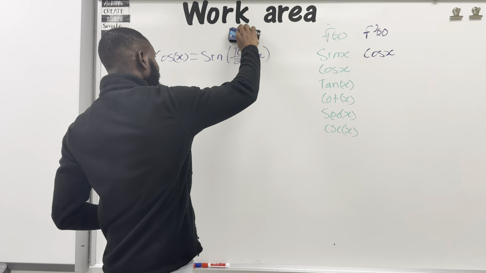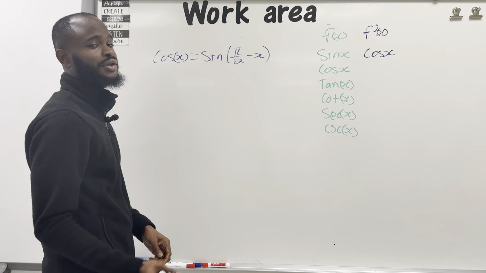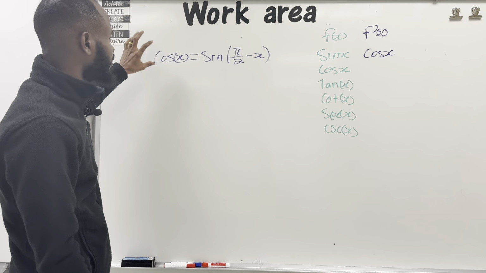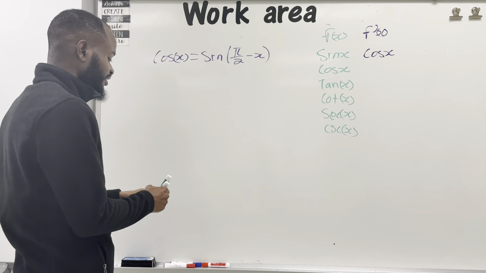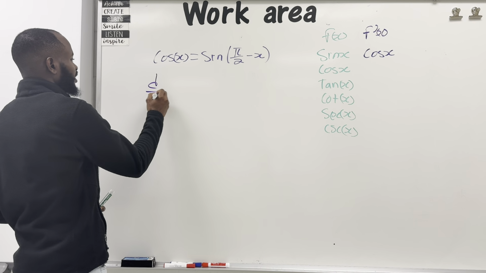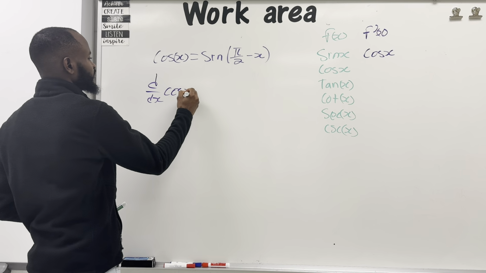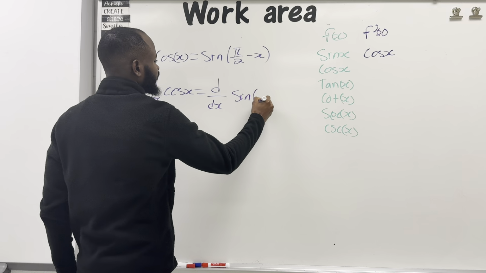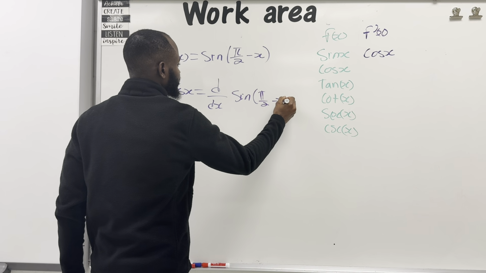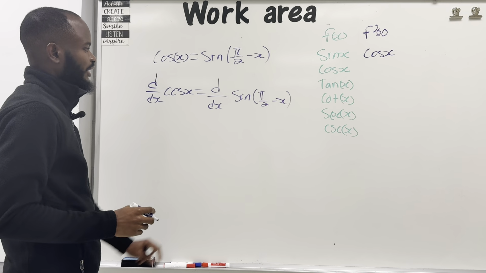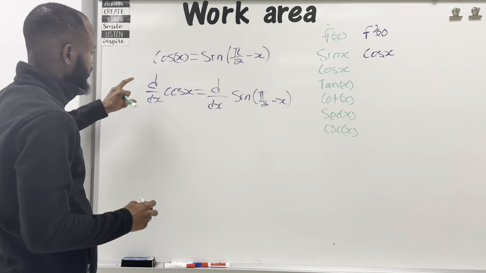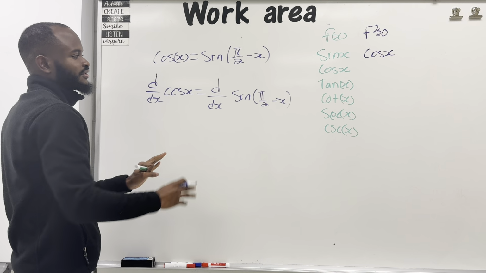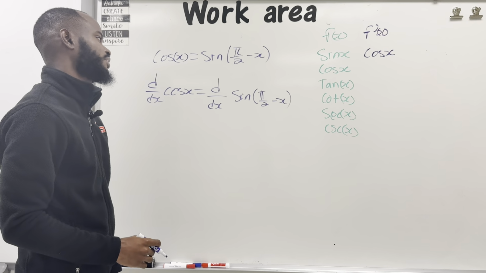Now, because it is true, and we already know the derivative of sine of x, we're going to use this right here to prove the derivative of cosine of x. So we're going to take the derivative of both sides. So it's d by dx of cosine of x is equal to d by dx of sine of pi over 2 minus x. And we're just going to be focusing on this side. We're leaving this side unchanged because this is what we want to show, that the derivative of cosine of x is equal to what we're going to get over that side.